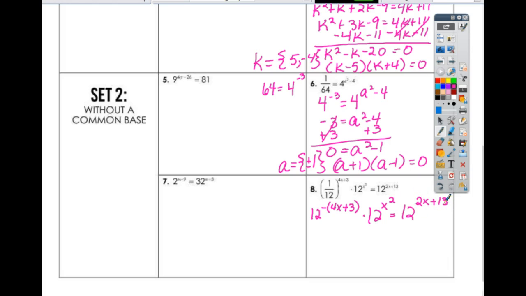So this is what I get. So I want to add these two together. So I'm going to have minus 4x minus 3 plus x squared. Do we like it with the x squared at the end? I don't like it that way. So we're going to move the x squared to the front.